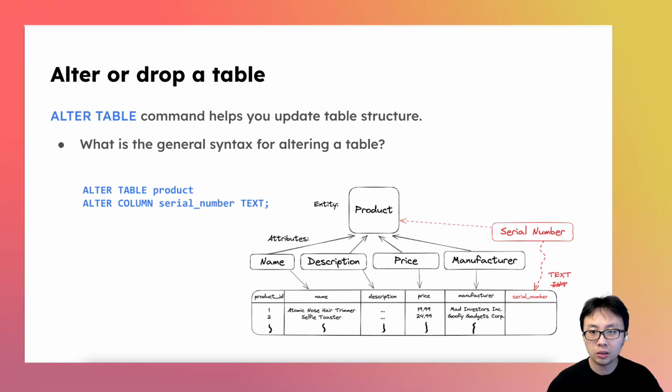For another example, if you wanted to change the data type of the column serial number from integer to text, you will write it as alter table product alter column serial number text. However, it's worth noting that different database systems may vary in terms of what's allowed and what's not on altering tables. For example, SQLite doesn't allow changing column data types. You have to delete the old column and add a new one to achieve what you want. You will need to check the manual of your target database system on this.